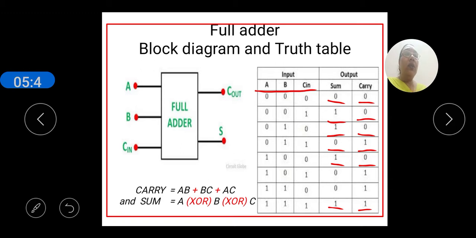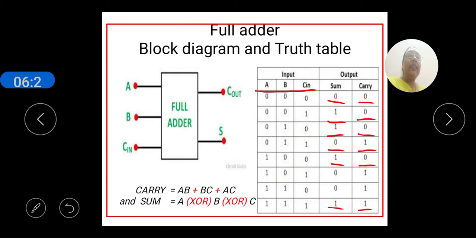Now we have to write the equation for sum and carry. If you see the output of sum, the output sum is high whenever you have an odd number of input variables having 1. So you see the second state, C is 1, other two inputs are 0, sum is 1. So you have C input as 1, an odd number of 1s in the input variables.